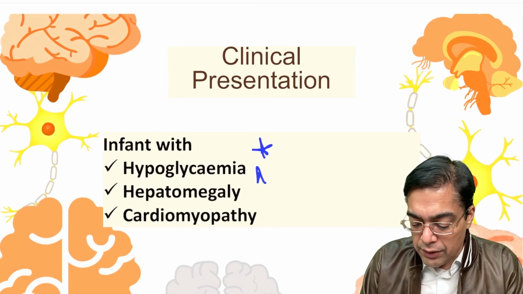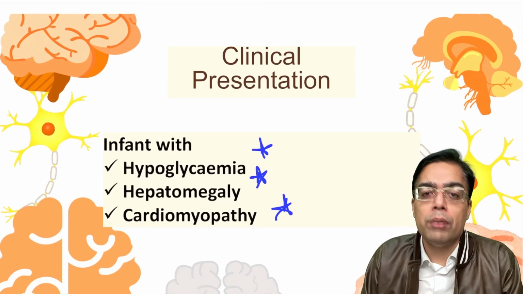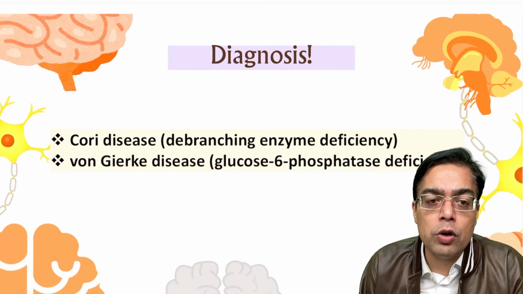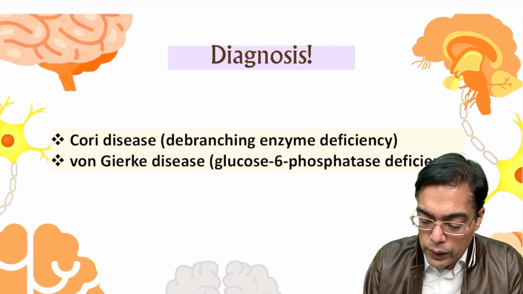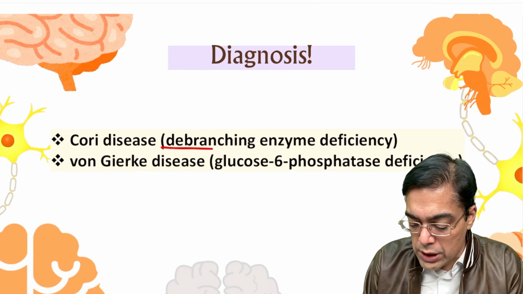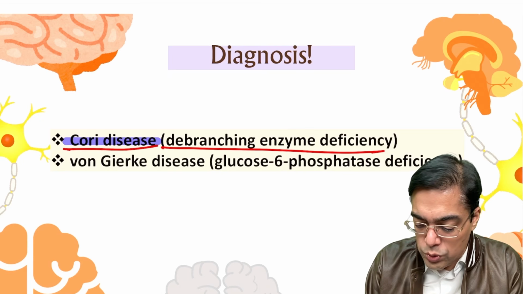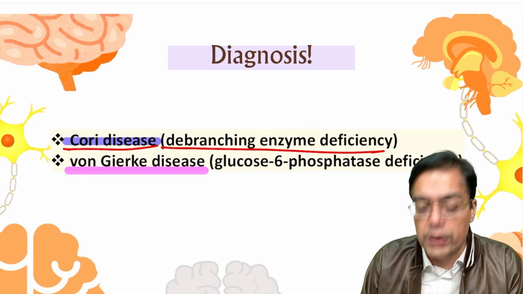The child is having the presence of enlarged liver and the child is also having cardiomyopathy. Now, what you need to remember over here is the child could be suffering from two types of conditions. Either we are thinking in terms of a relatively milder condition, which is going to be given the name of Cori's disease because of debranching enzyme deficiency, or what we are thinking over here is going to be an example of a condition that is called von Gierke's disease.